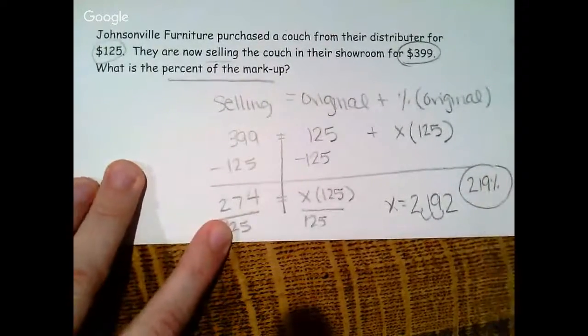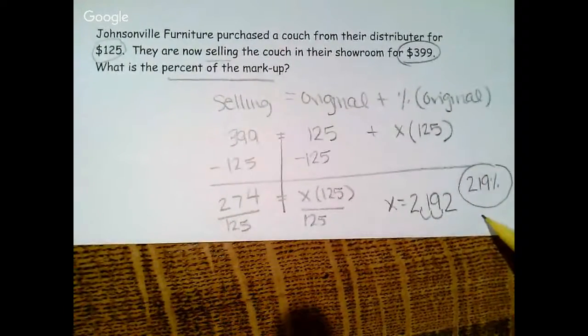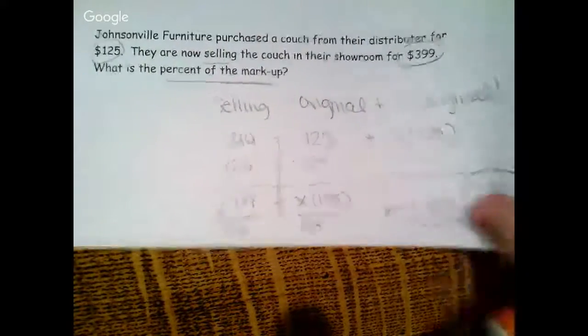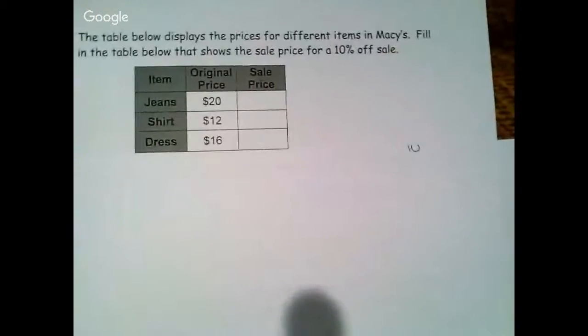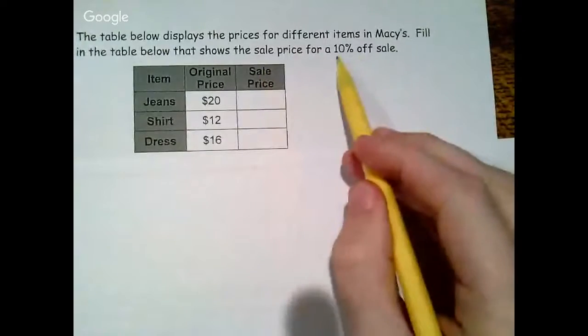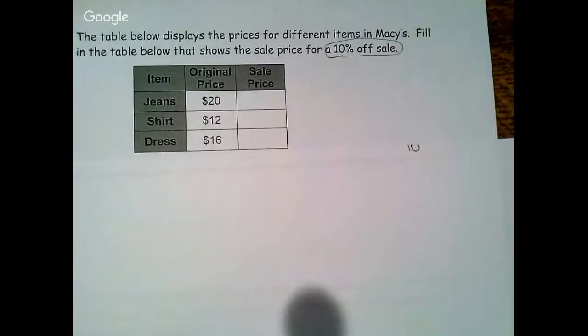So that means not only do they get all of their money back, right, but they doubled it plus a little bit more. Okay. All right, let's take a look at the next problem that we have here. So I want you to take a moment, and this one I want you to solve for all three. So you're looking at a sale price of 10% off. So remember, you're going to have to use that discount formula that we have here for this one.